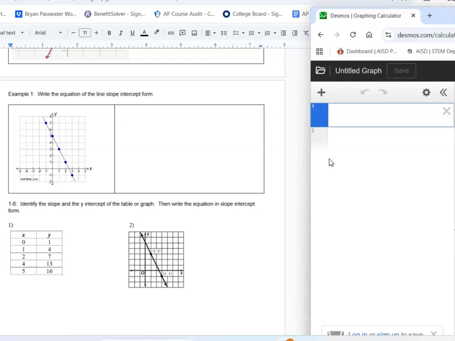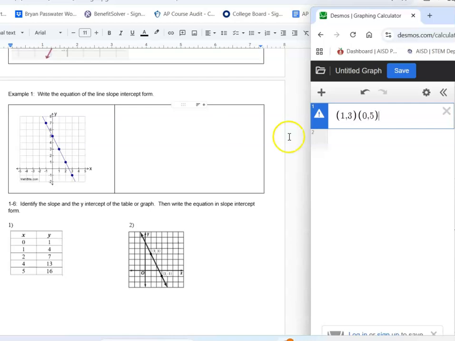I'm in room 259. All right, so looking at example 1, I need to pick out 2 coordinates from this. It doesn't really matter which 2 you pick. 1, 3 is this one, it's that point right there. I picked that one. It doesn't really matter which one you pick, as long as it's on that line. I picked 0, 5. There it is. Okay, so I need slope.